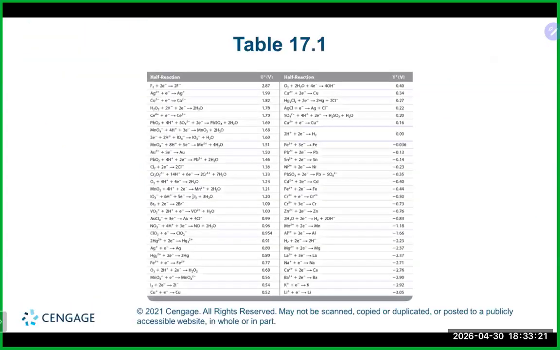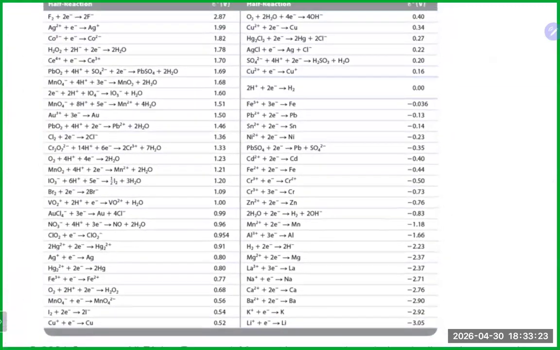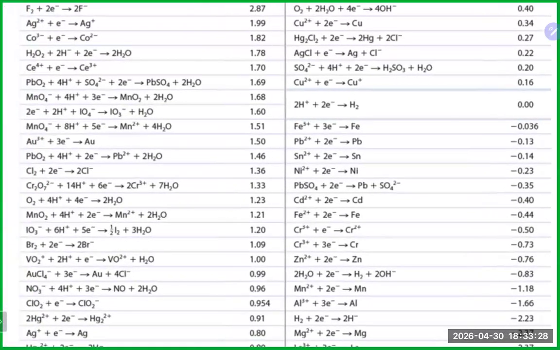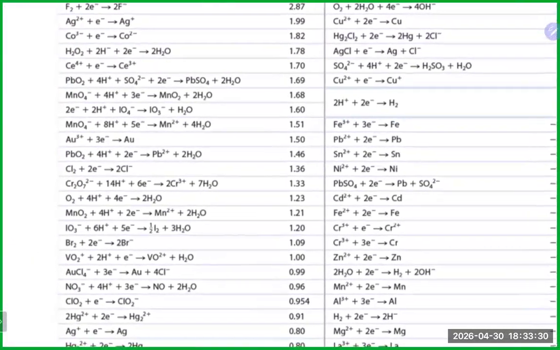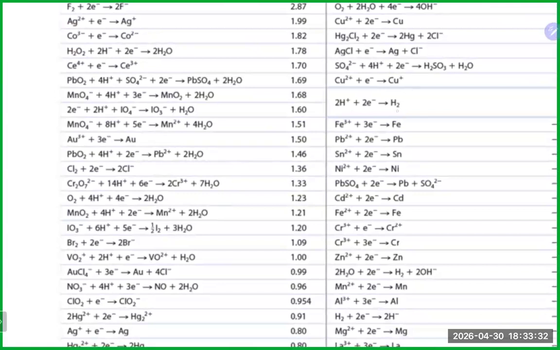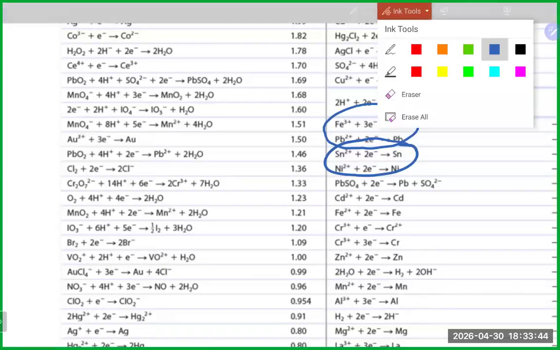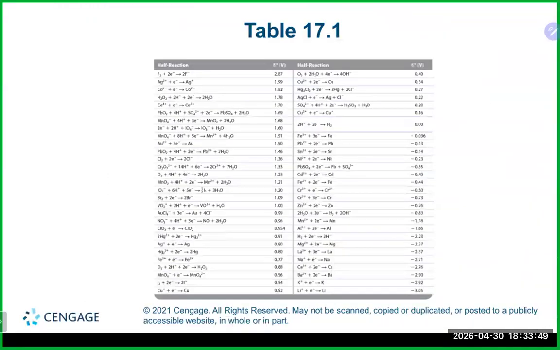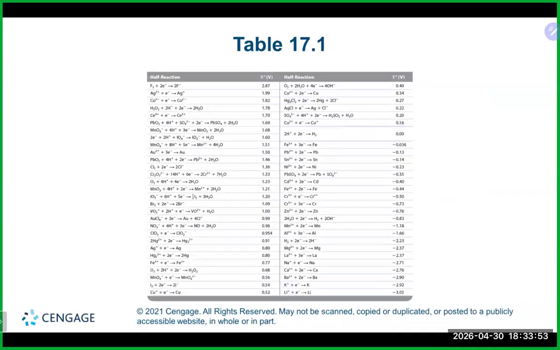Here is a table from your book, or a similar table from your book. And again, you can see these are all written as reduction reactions. So you can see they all have the electrons on the reactant side. These are all reduction reactions, which means, technically speaking, one of these equations in here should get reversed, because it's an oxidation reaction that's occurring.